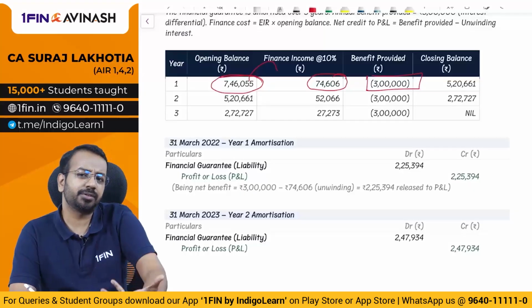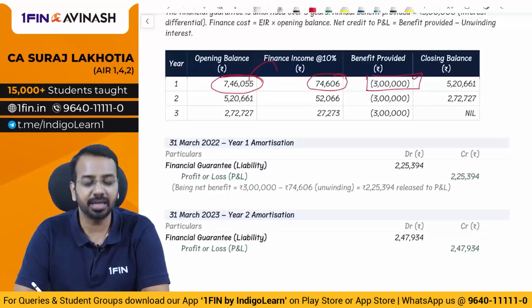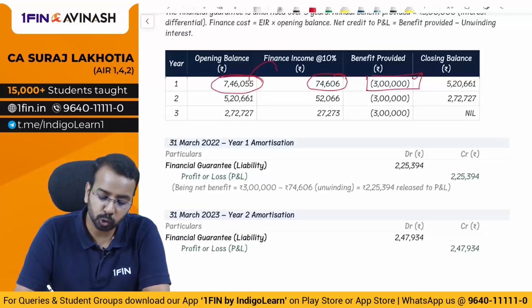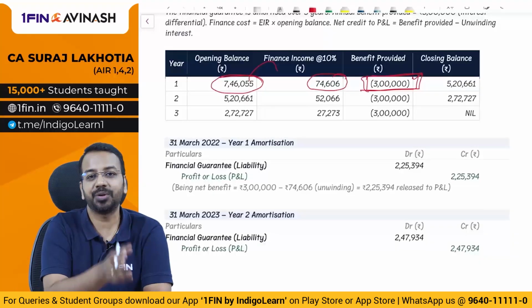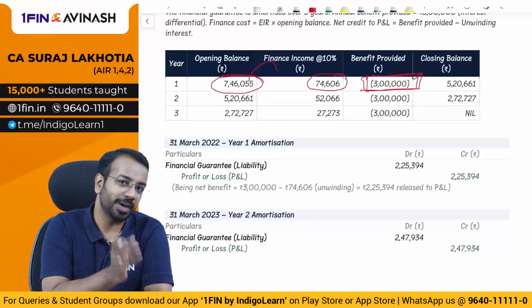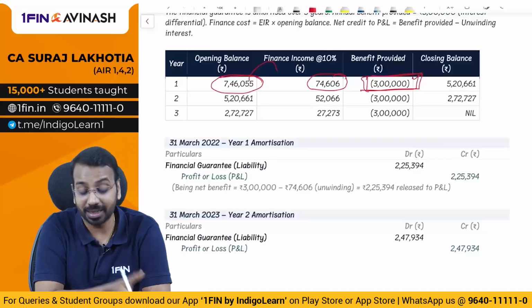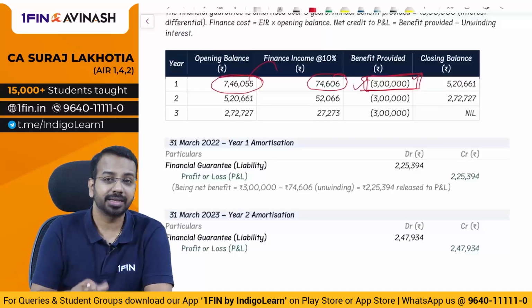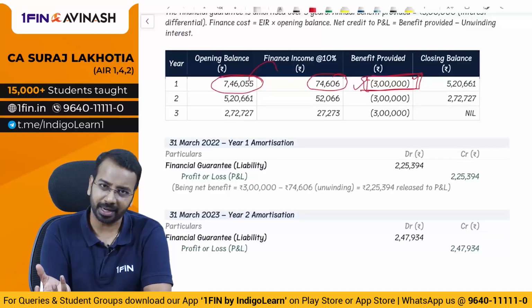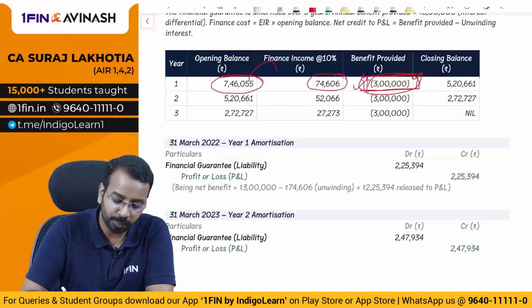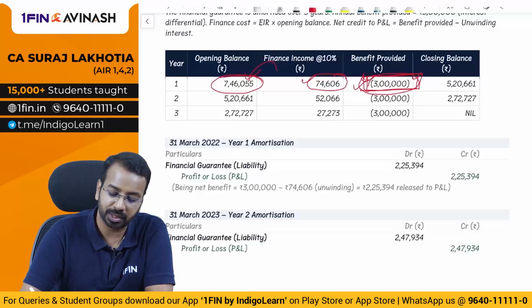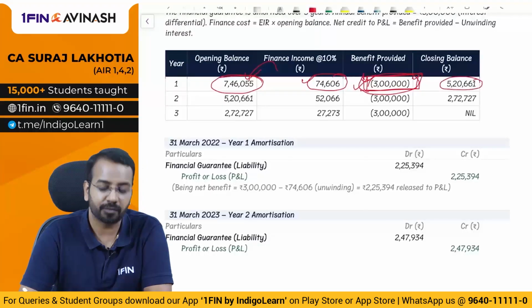Sir, how is this benefit of 3 lakhs provided to the subsidiary? This is the interest that the subsidiary has saved. So much of the benefit is consumed. See, every year we are giving 3 lakhs of interest savings. 1 year has passed by. If 1 year has passed by, then this 3 lakhs of interest saving is now over, correct? So this much of benefit has been consumed by the subsidiary. So opening balance plus interest minus 3 lakhs, if you do, you get a closing balance of 520.